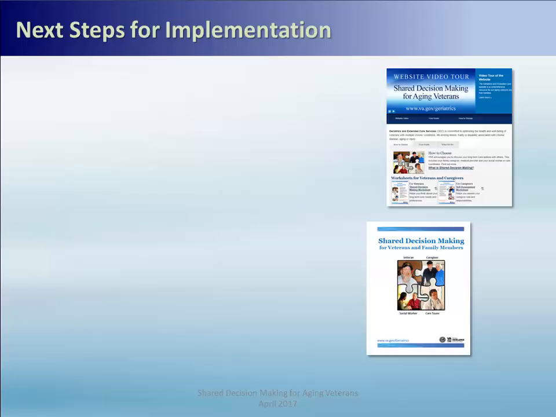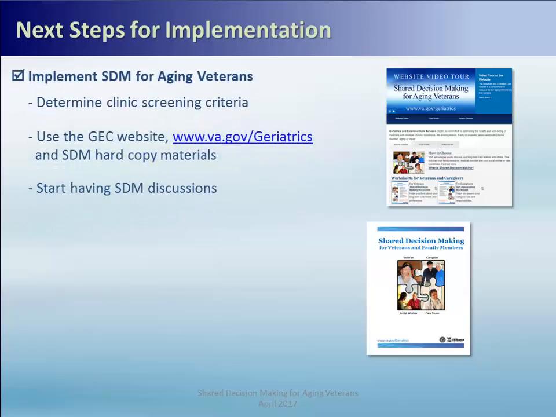The next steps for implementation of shared decision-making for aging veterans include: determine what, if any, screening criteria will be used. Use the Geriatrics and Extended Care website, www.va.gov/geriatrics, as well as the shared decision-making hard copy materials such as the folders, wallet cards, and brochures, and then start having shared decision-making discussions. Last, for materials or technical support, please email us at sdmagingveterans@va.gov.